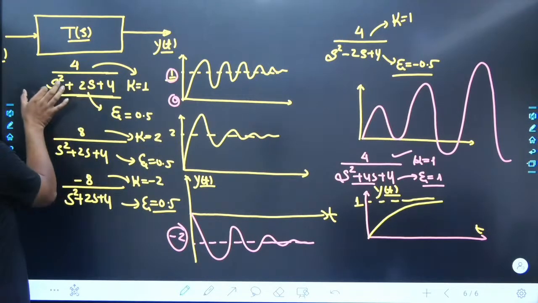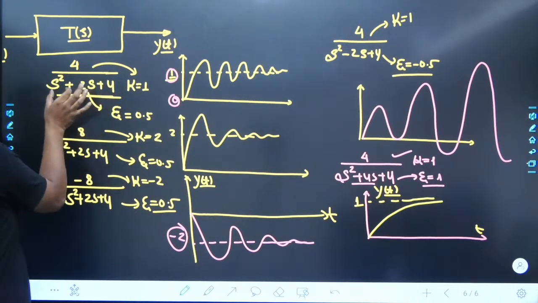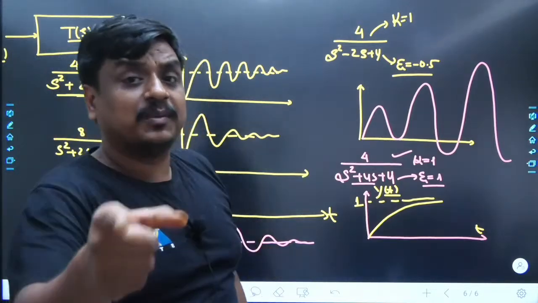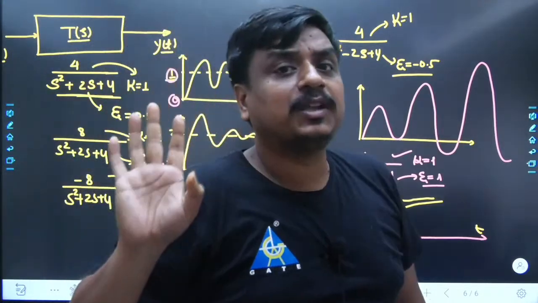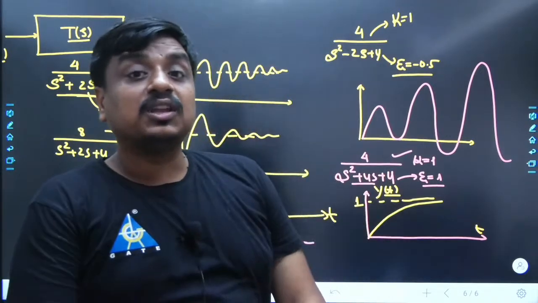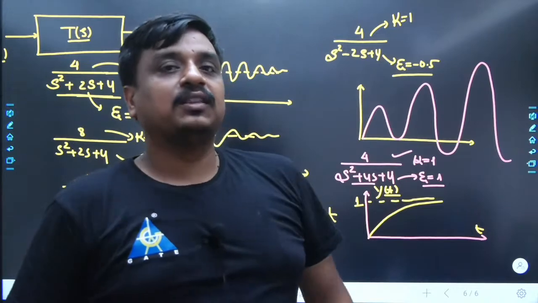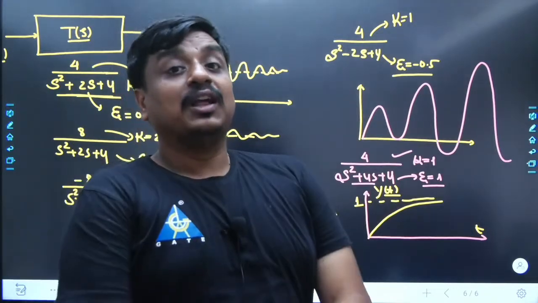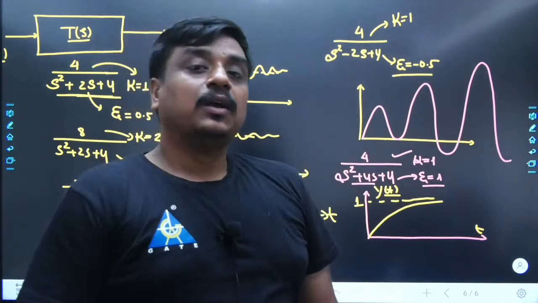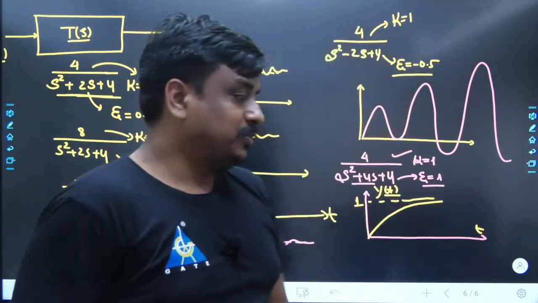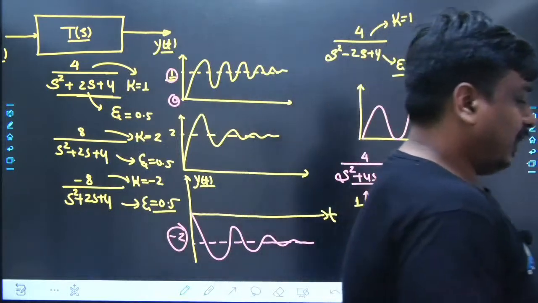So what I am saying, if this is positive, just focus on the zeta. If zeta is a negative value, the final value theorem is not applicable, but the initial value theorem would be applicable, because the initial value theorem has nothing to do with the locations of the poles. It has to do only with the number of poles and the number of zeros the given function carries.